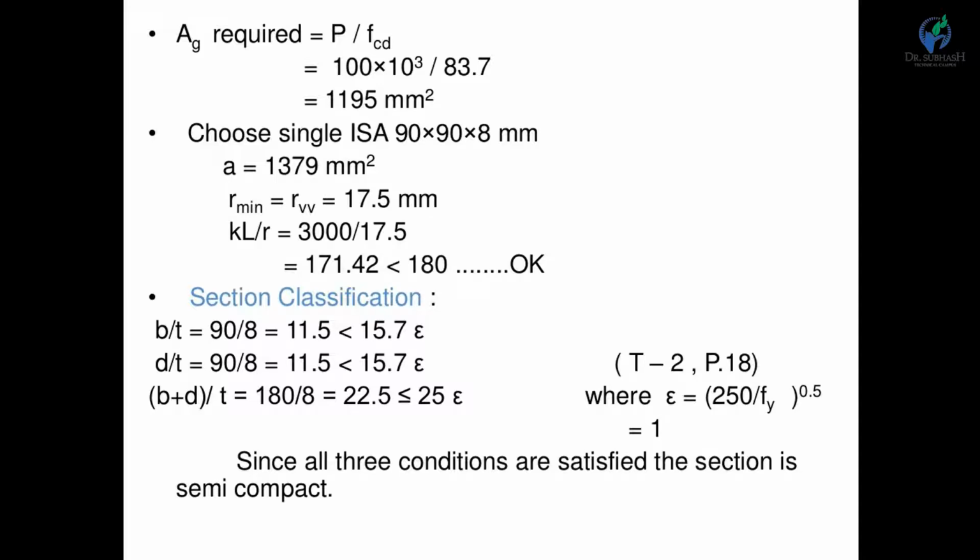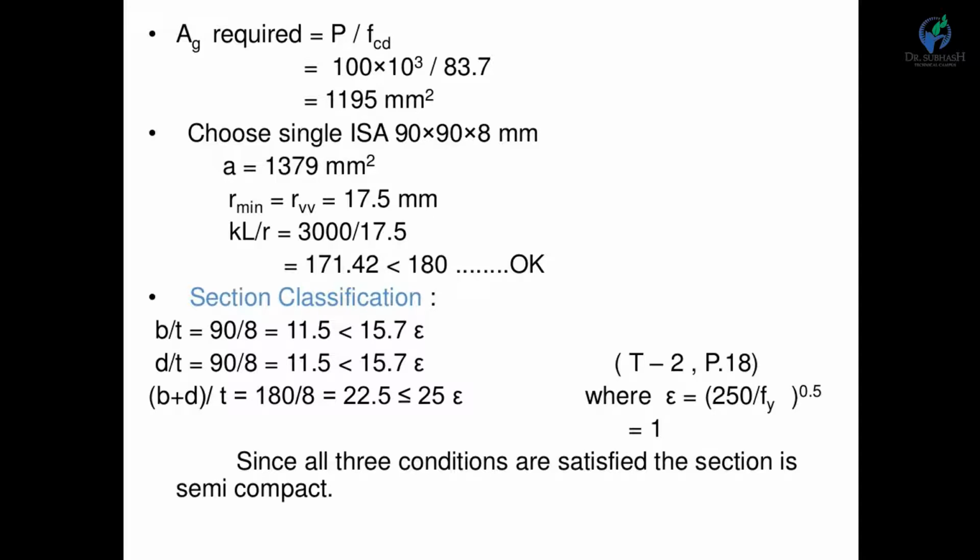Now how can we choose the trial section? Three criteria must be satisfied. First, the gross area. It means the gross area of the trial section should be more than 1195 mm square. Second, section classification according to table 2. And third, your slenderness ratio lambda, KL upon r, should be less than 180.